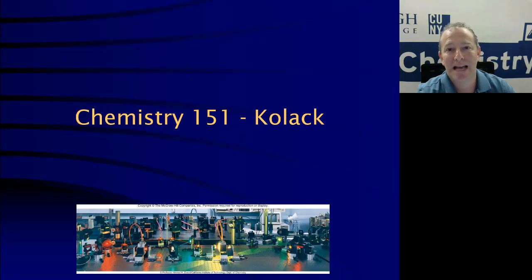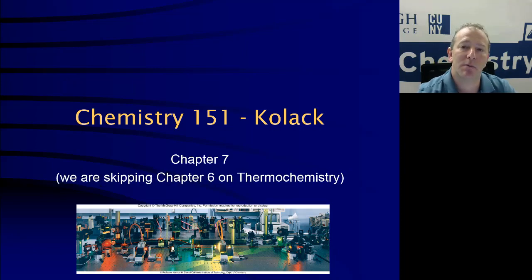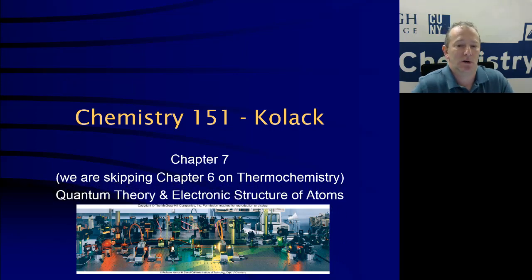Here we are in the last chapter, chapter 7, for exam 2. We are skipping chapter 6 on thermochemistry, which is covered in 152. Now, chapter 7 concerns, bizarrely, since we're so far into the book, the electronic structure of atoms. How are atoms put together? It involves a little bit of physics with quantum theory, and a little bit of a history lesson with how we got to our current understanding of what the structure of an atom is.